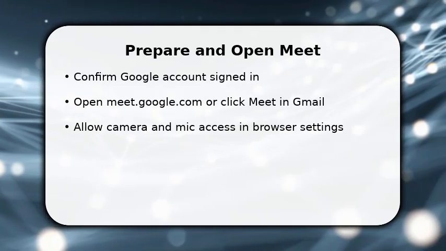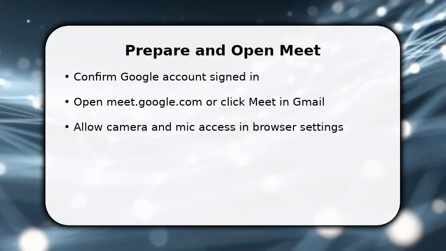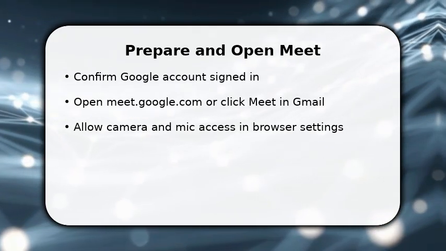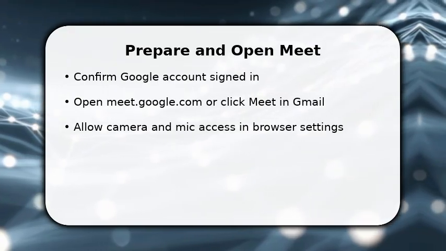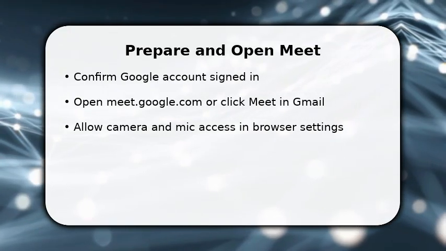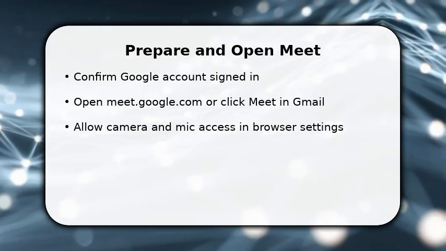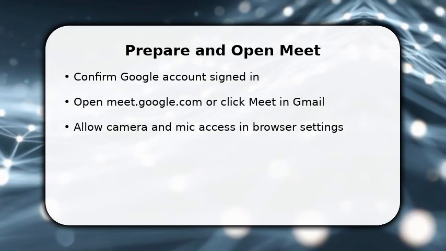You have a Google account. Sign in now and keep your password ready. Open Meet.Google.com or click Meet inside Gmail to start. This creates initial access. Once done, grant camera and microphone permissions so participants can hear and see you.